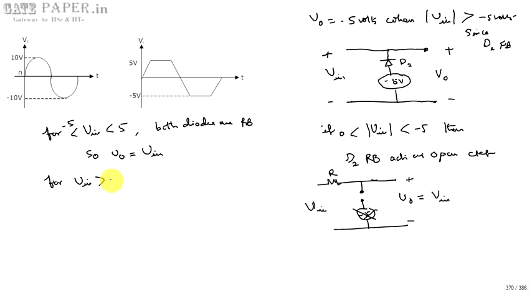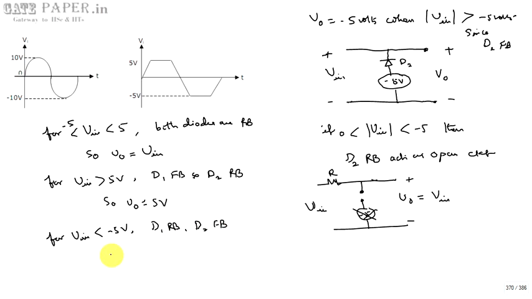For V input greater than 5 volts, D1 is forward biased and D2 is reverse biased. So V naught is stuck at 5 volts. For V input less than minus 5 volts, D1 is reverse biased and D2 is forward biased. That makes V naught equal to minus 5 volts, which we can check from the transfer characteristics or from this diagram. So the final diagram can be drawn in this way.